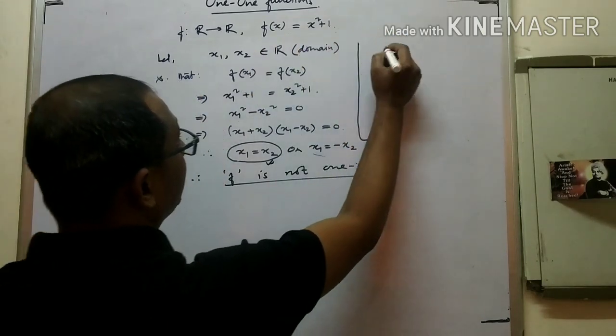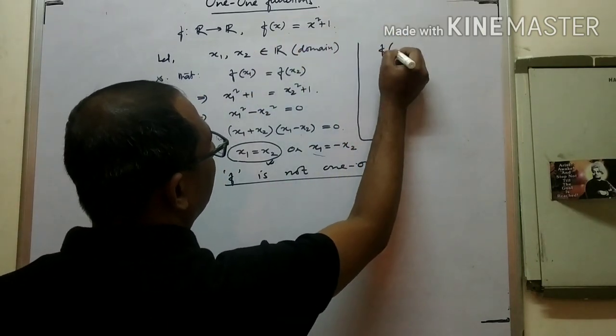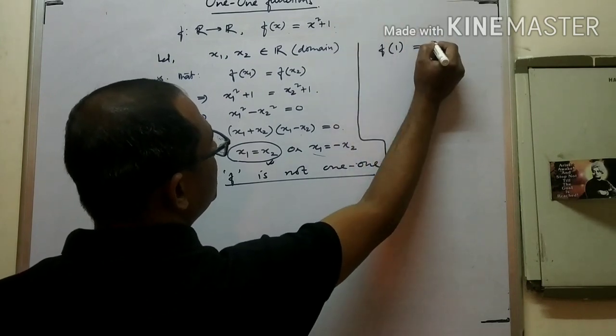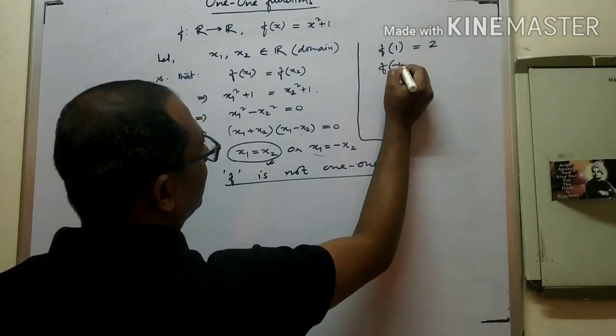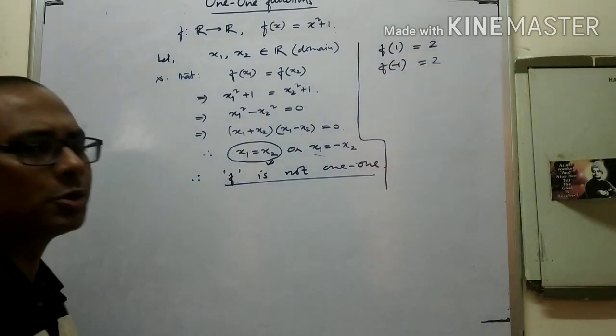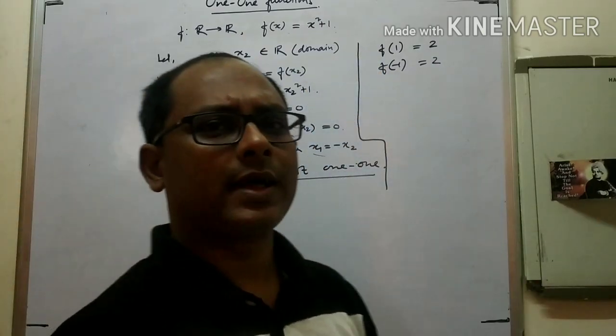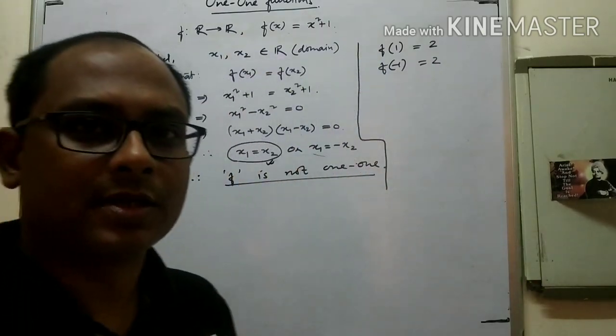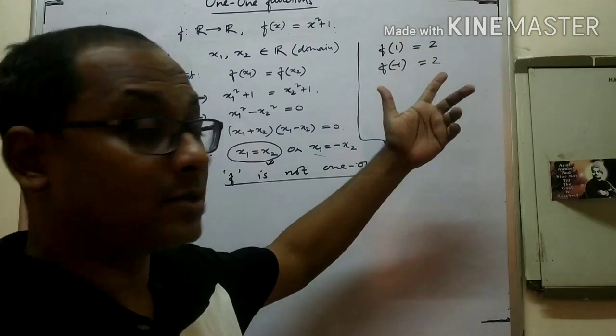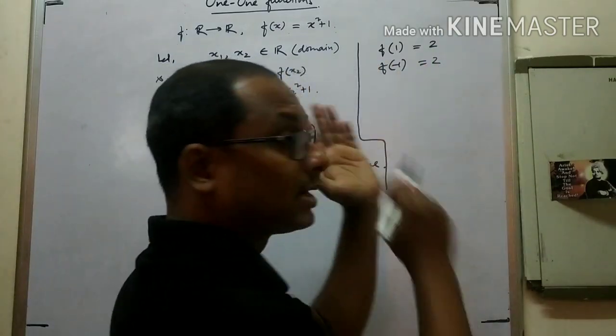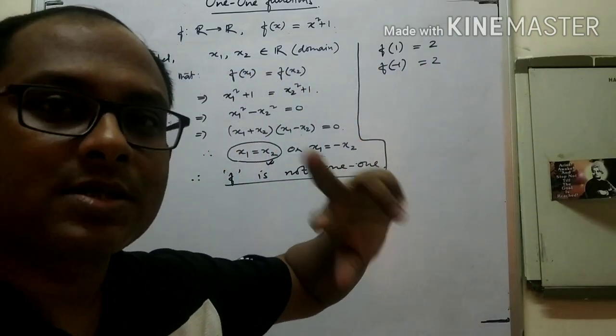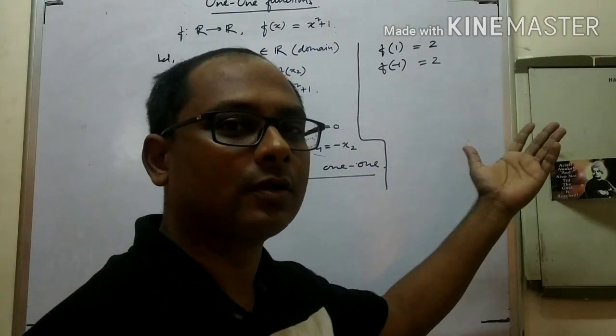The counter example will be, suppose I take f of 1. f of 1 will be 2 and f of minus 1 also will be equal to 2. Showing us that 1 and minus 1 have the same image 2. This 2 in the codomain is associated with two different members in the domain, showing us that this function is not 1, 1.